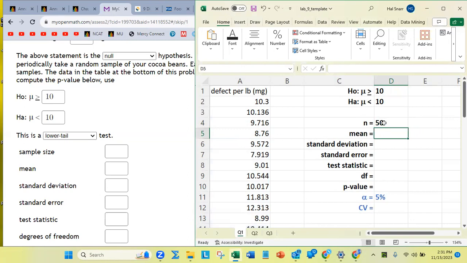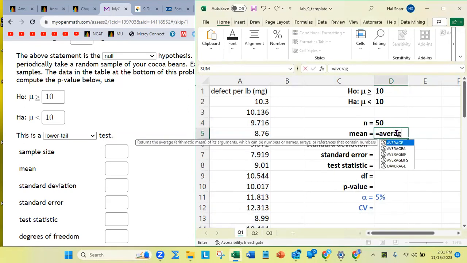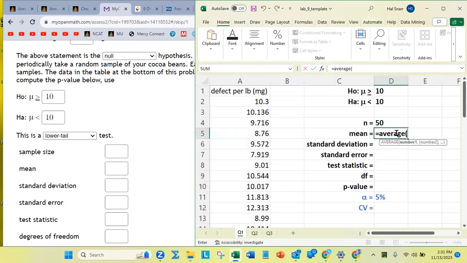51 pound randomly selected cocoa beans. 50, these are pounds, right? Now the mean is the average of defect, right?